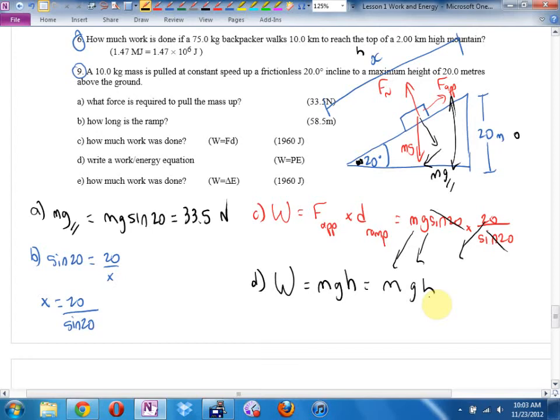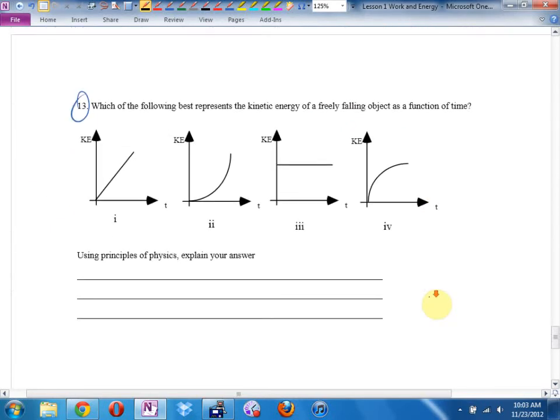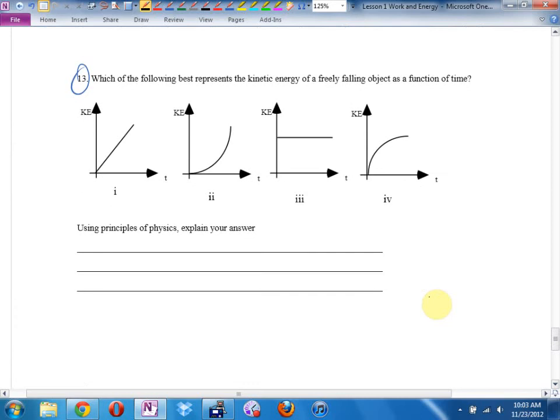Any others? Oh, yes. Kinetic energy is equal to what? What's the equation? 1/2 mv². A half mv what? Squared. I think it's going to be a parabola. Yep.